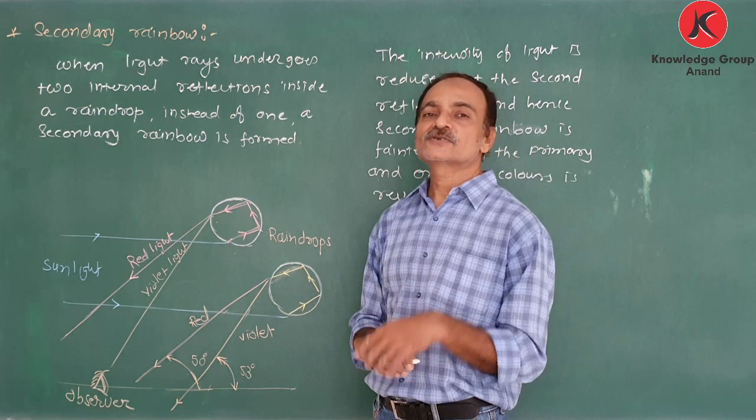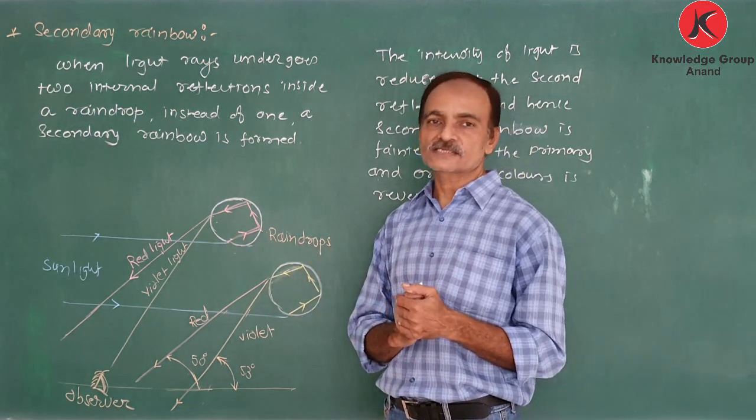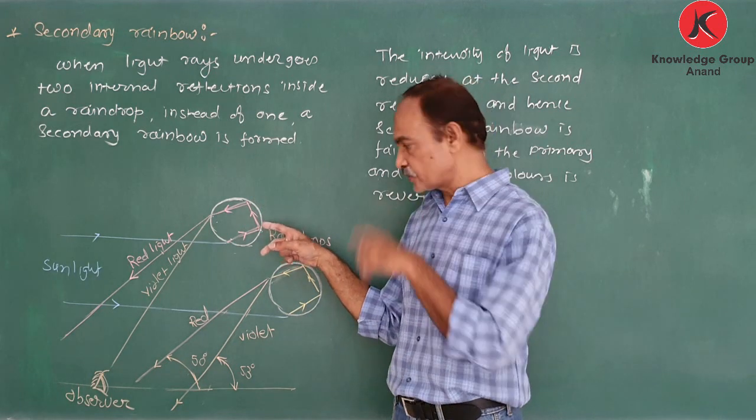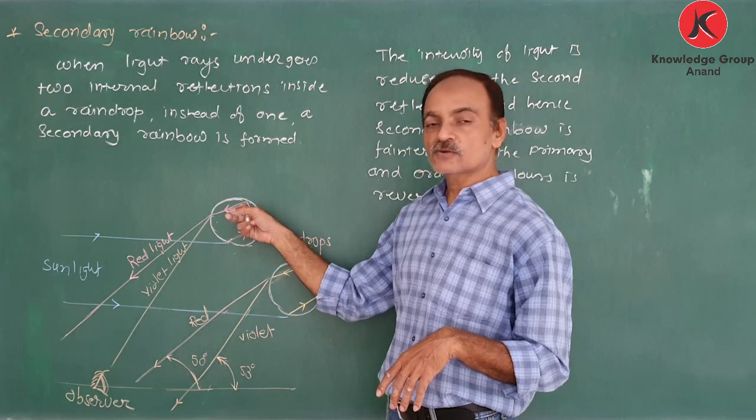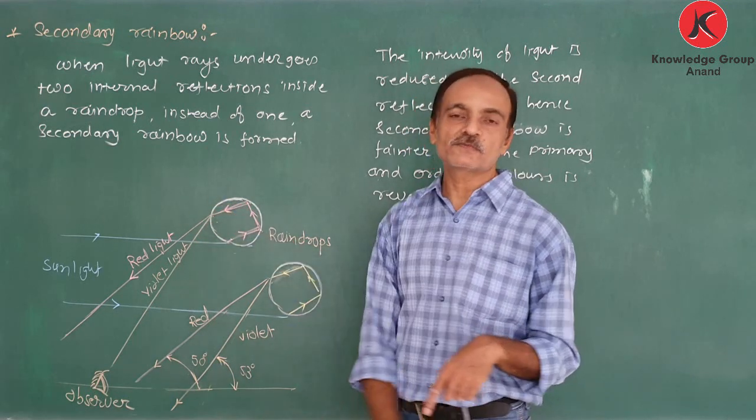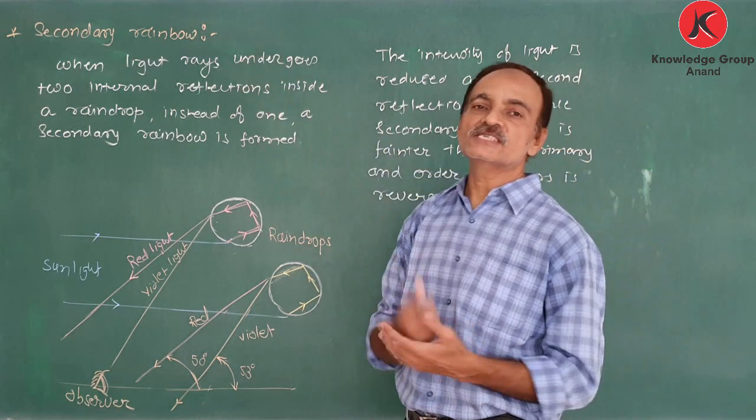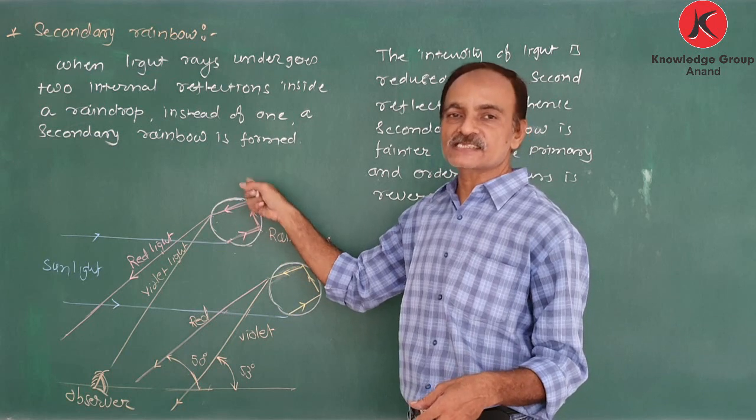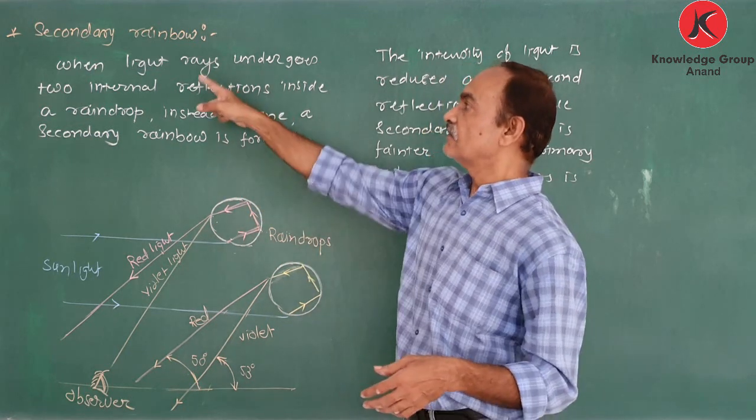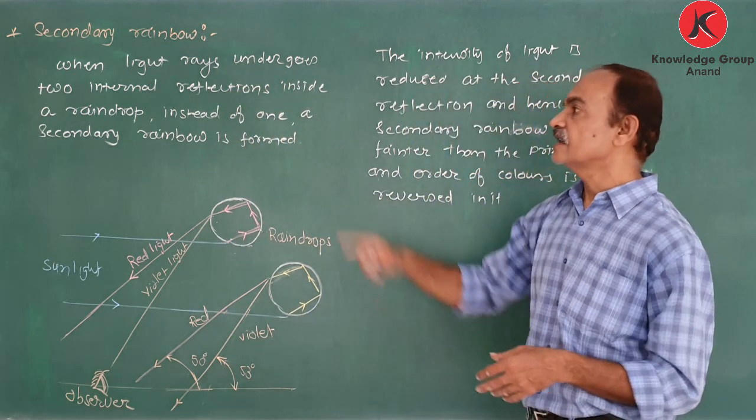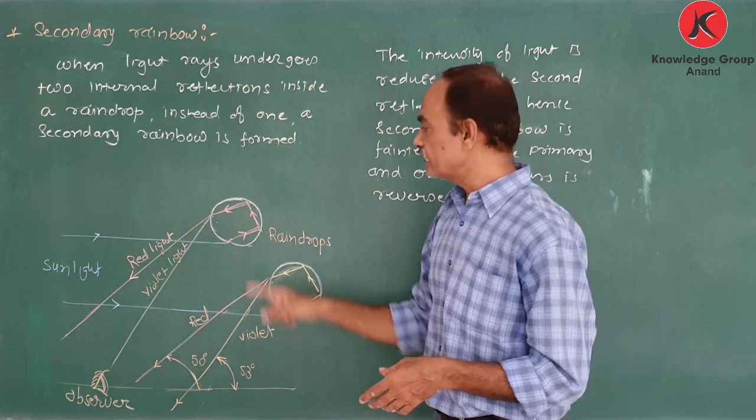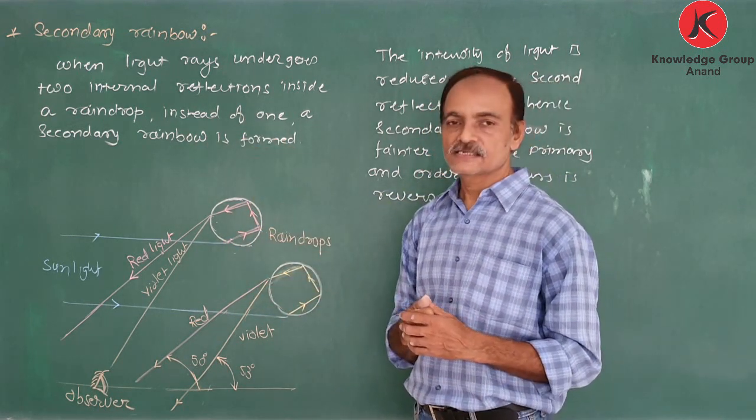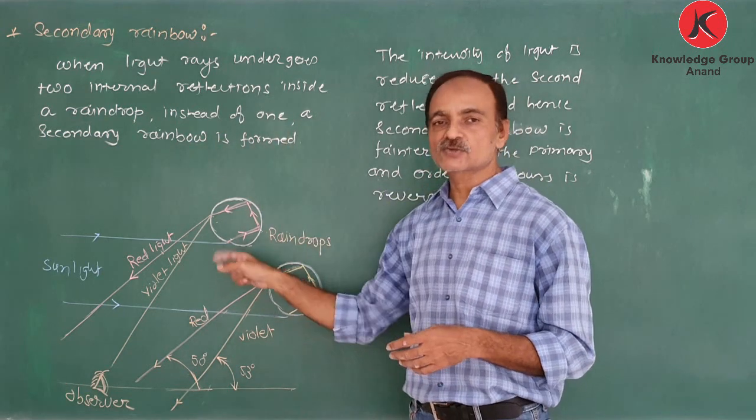During the first refraction, the sunlight gets divided into its different colors. These different colors first experience total internal reflection at the inner surface of the water drop. Then again they experience total internal reflection, and then refraction, and come out from the water drop. This way the secondary rainbow is formed. Here the process takes place in 4 steps: refraction, reflection, reflection again, and then refraction. So what happens? The light rays undergo two internal reflections inside the drop instead of one. In the primary rainbow, only a single internal reflection takes place, but here two take place, so a secondary rainbow is formed, as shown in the figure.